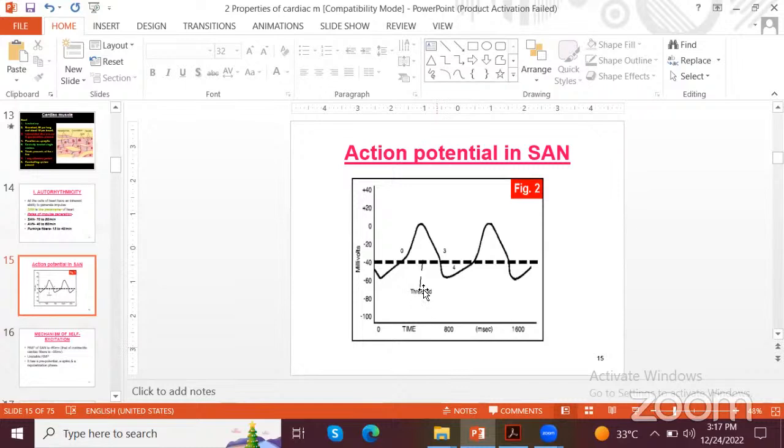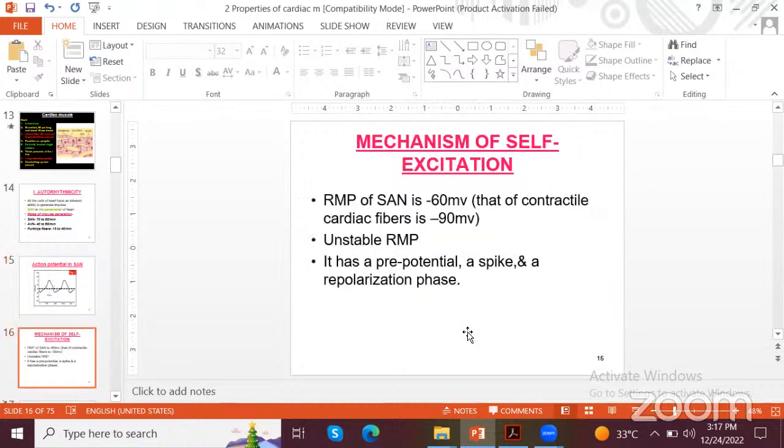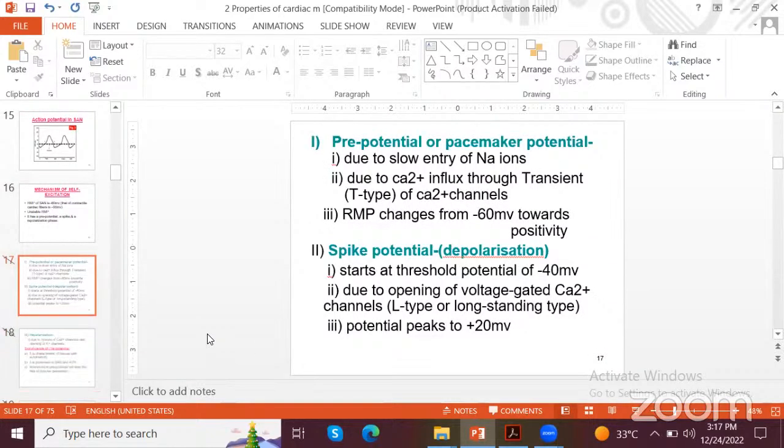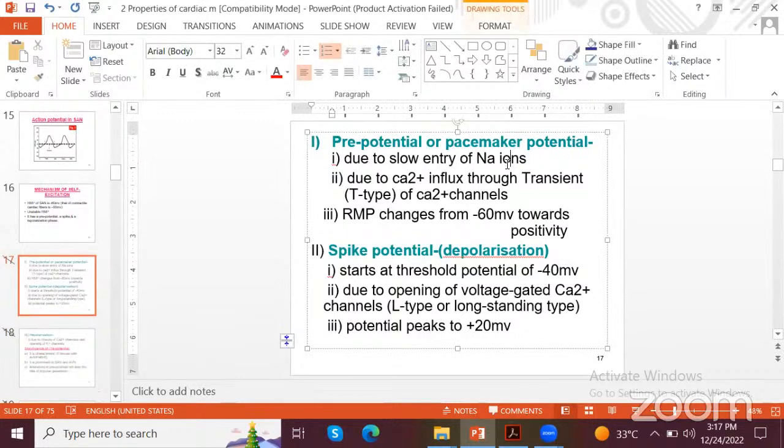So the action potential in the SA node will look like this, and let's see in detail. The resting membrane potential of the SA node is around minus 60 millivolt. That of the contractile cardiac fiber, the other fibers, is around minus 90 millivolt. And this resting membrane potential is unstable. When we record it, it has a prepotential, a spike, and a repolarization phase.